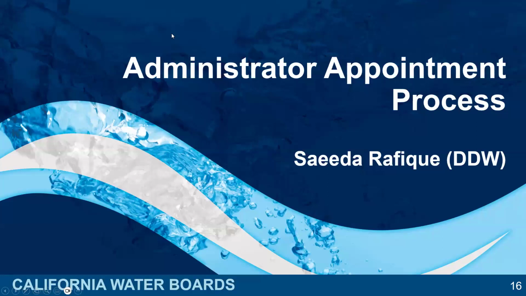Can I ask a question, Fida? Sure. The at-risk water system category that was just on the screen, does that include state smalls and domestic wells? Can an administrator be appointed there? I'll defer to Chad. Yeah, the administrator authority is for public water systems, so the answer there is no.